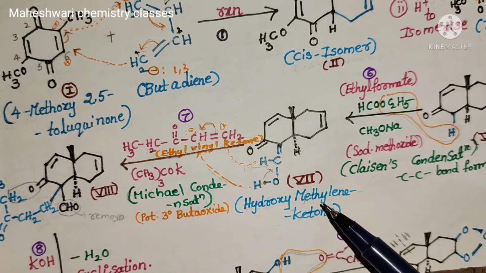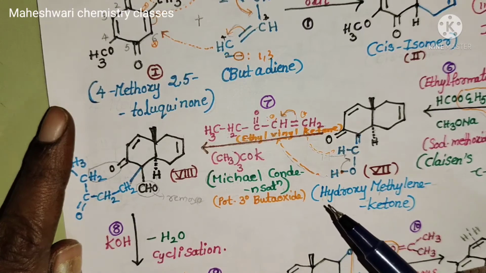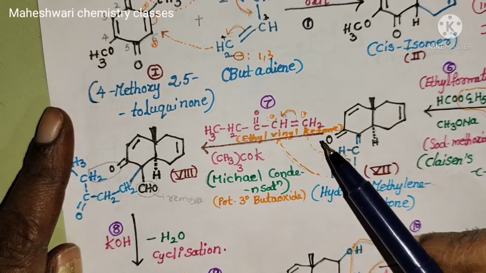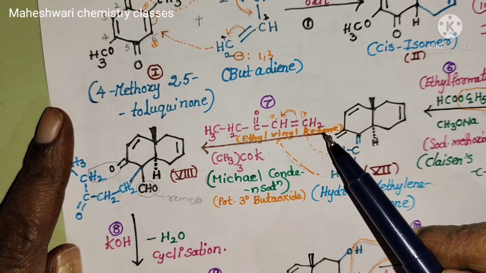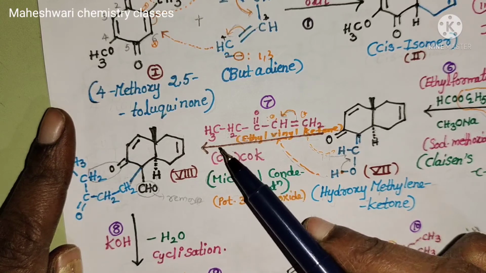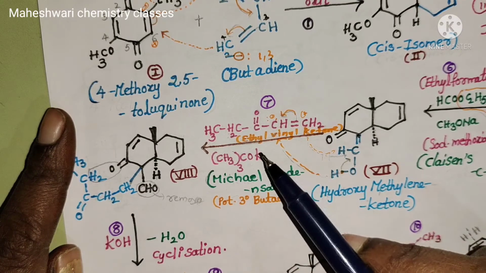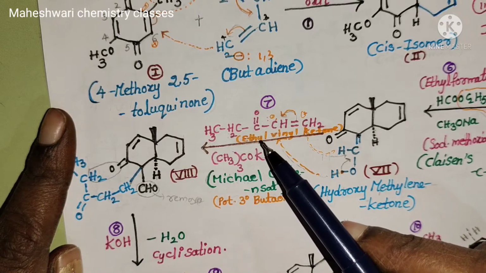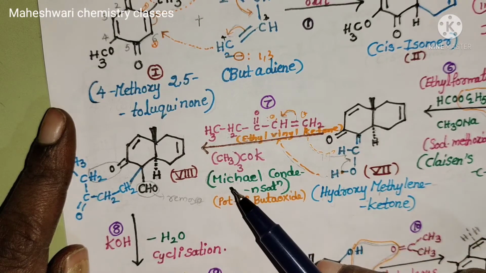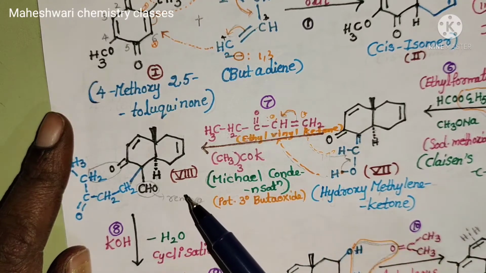This seventh compound again undergoes the Michael condensation reaction in the presence of ethyl vinyl ketone. CH double bond CH2 is vinyl, and C2H5 is ethyl, so ethyl vinyl, and the middle carbonyl group is nothing but the ketone. Ethyl vinyl ketone is present and potassium tertiary butoxide is present. It is converted into the eighth compound.